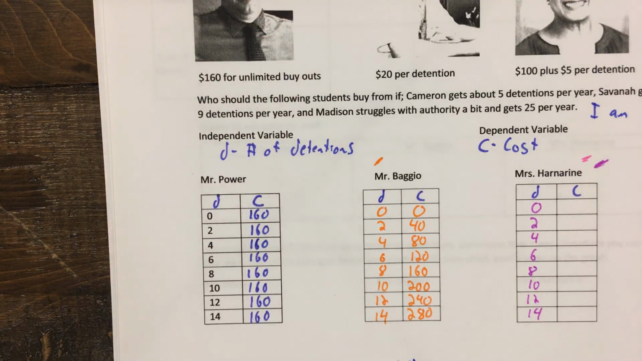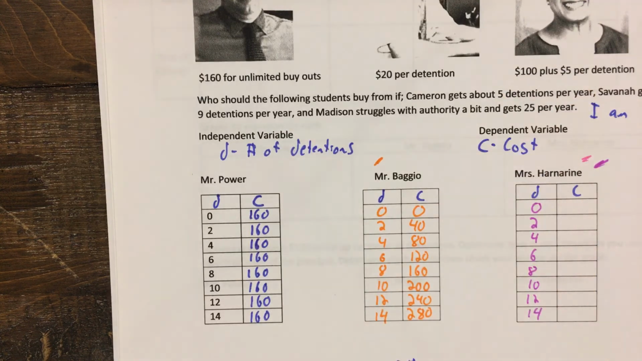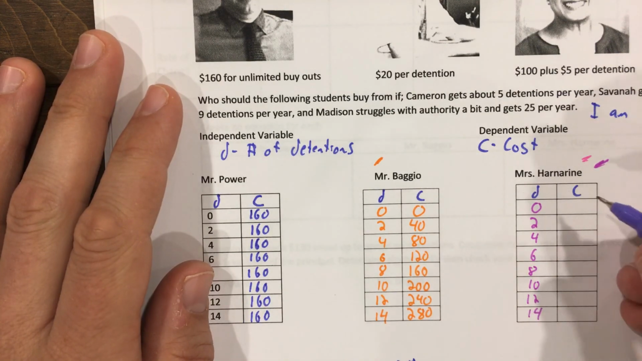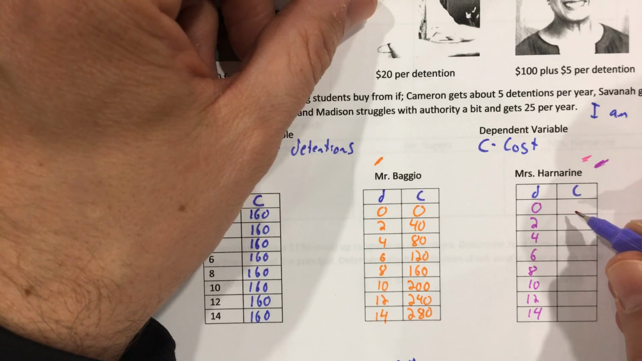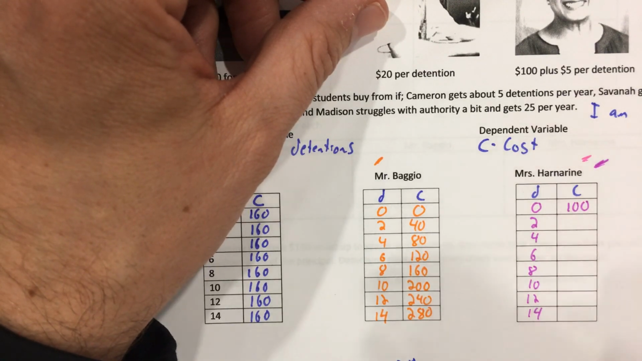Now remember, Miss Harnrein does cost some money up front. She wants $100 from you right at the start. You have to pay $100 plus $5 per detention. So if you sign up with her on September 3rd, you give her $100, okay? But you also have to pay per detention. So if you get 0 detentions and you signed up for her, you still owe her 100.